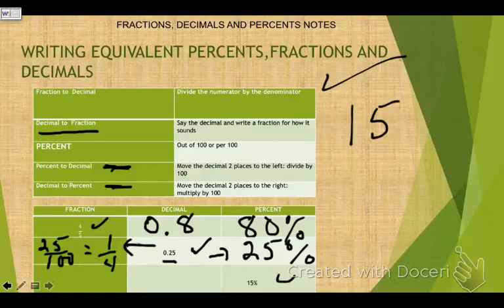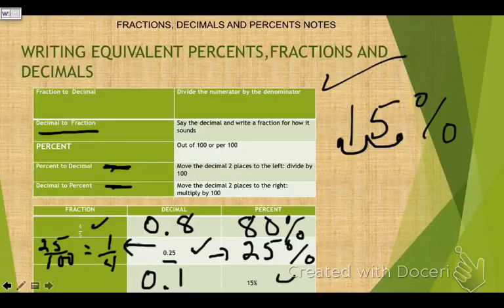Well, I don't know where the decimal is. And remember our saying, if it's not in sight, it's on the right. And we're going to move it twice, once, twice to the left. So it's going to be 0.15.